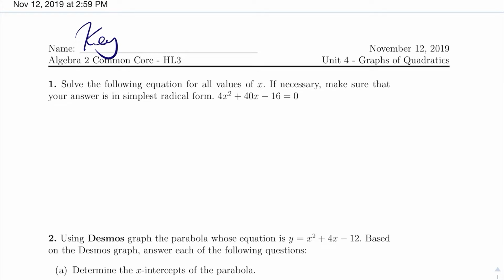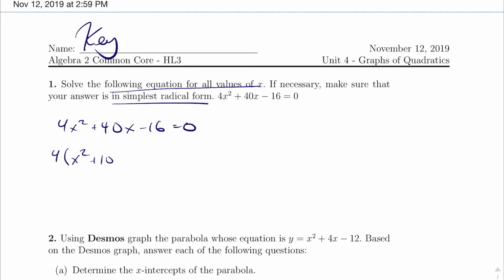So we're going to start off with problem number 1, solve the following equation for all values of x. If necessary, make sure that your answer is in simplest radical form. So my instinct with this one would always be to go to factoring. I love factoring. So I noticed that they have a GCF of 4. I factor that out, and I'm left with this.